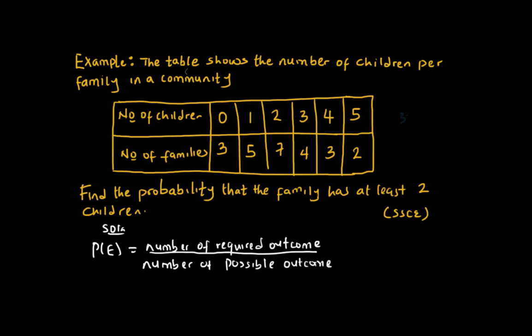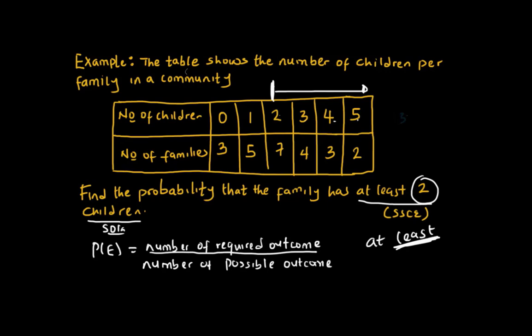Now the first thing I need to explain before we even start solving is this phrase here, at least 2 children. Anytime you are asked in probability at least, it means the smallest. Now the smallest is this number 2. Does that make sense? It means that if the smallest is 2, we are moving to the right. So at least 2 means 2, 3, 4, 5 children.